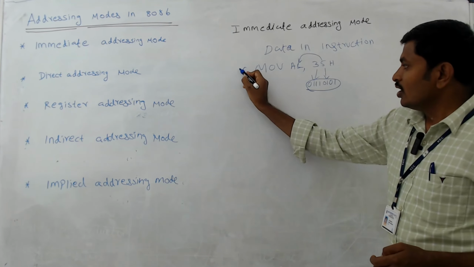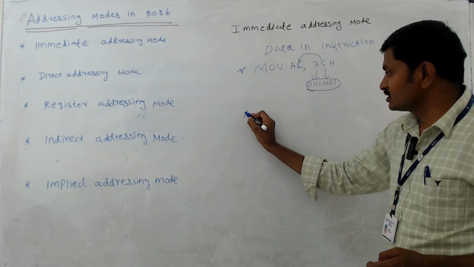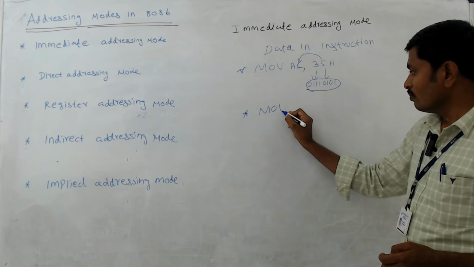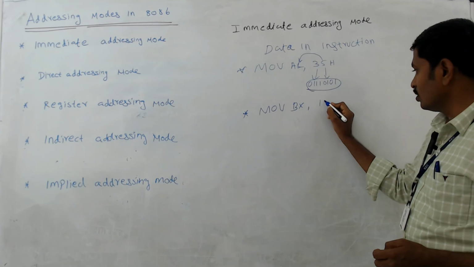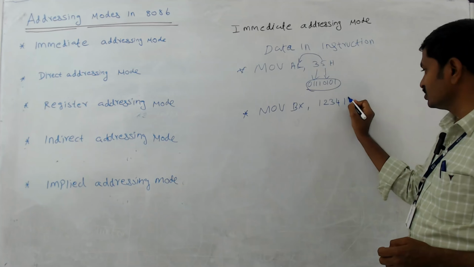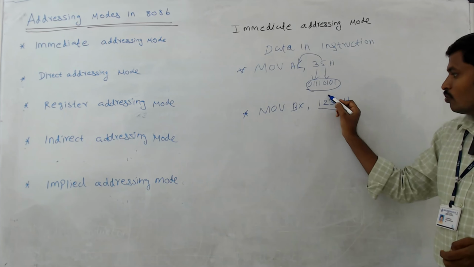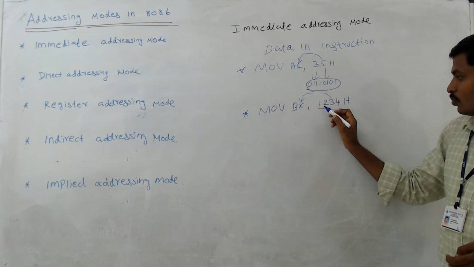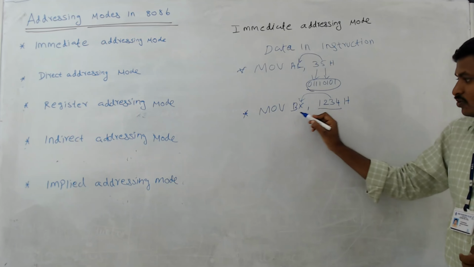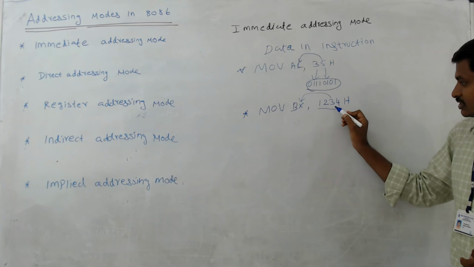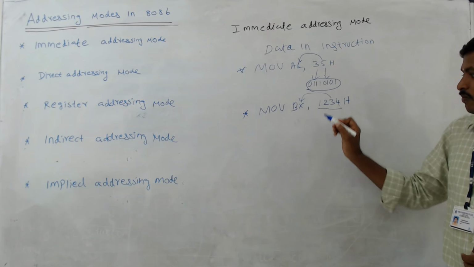For example, let me discuss a 16-bit value. MOV BX, 1234H. So what is the meaning? The data 1234 is moved to the BX register. 1234 is a 16-bit value. The BX register is a 16-bit register. So the 16-bit data is moved to the BX register.